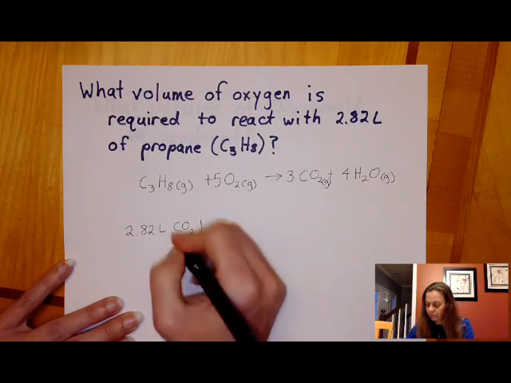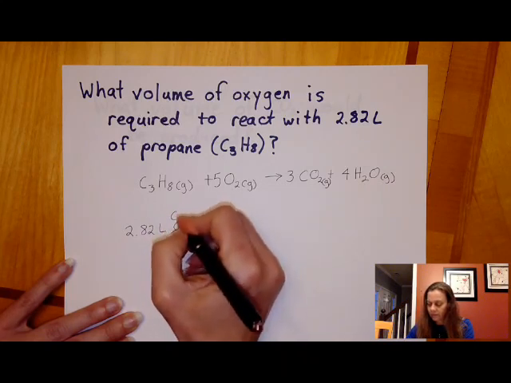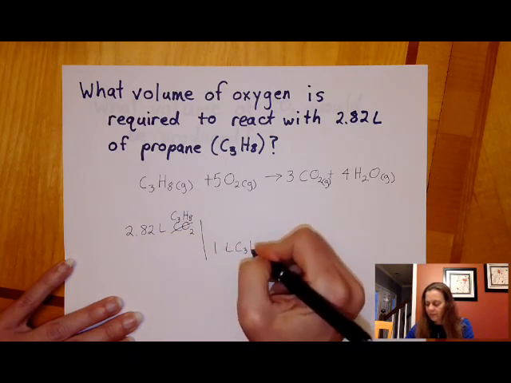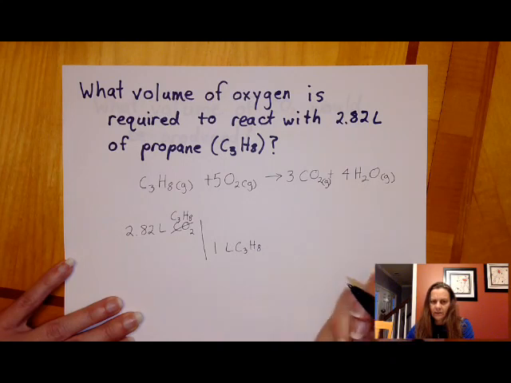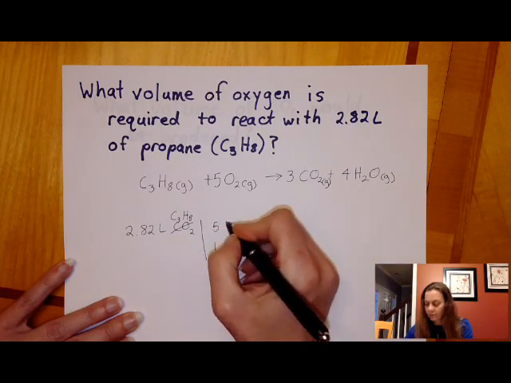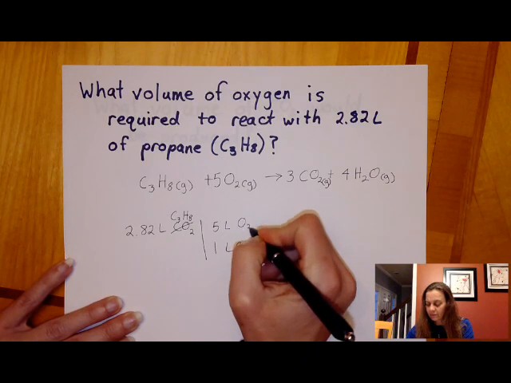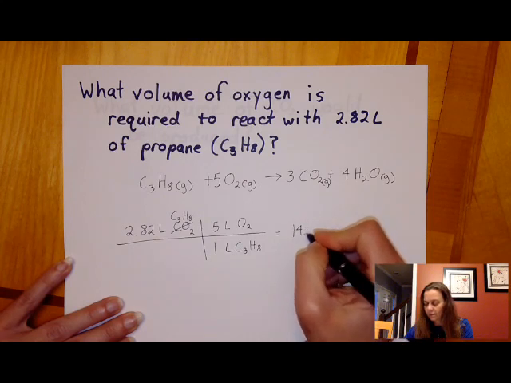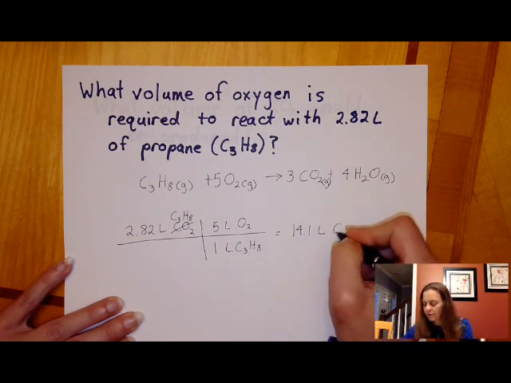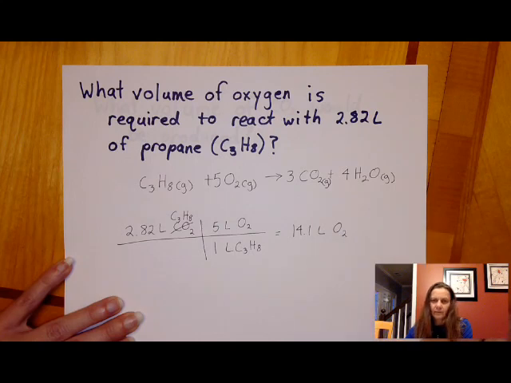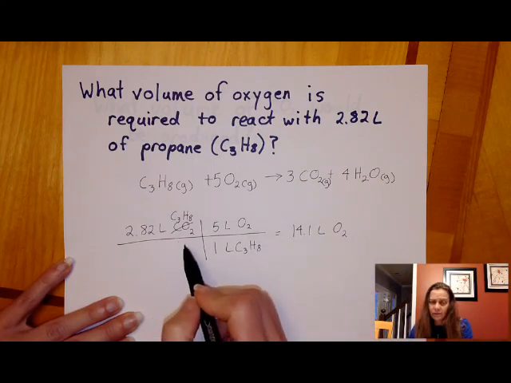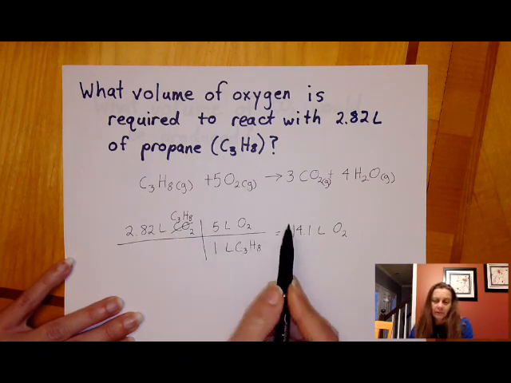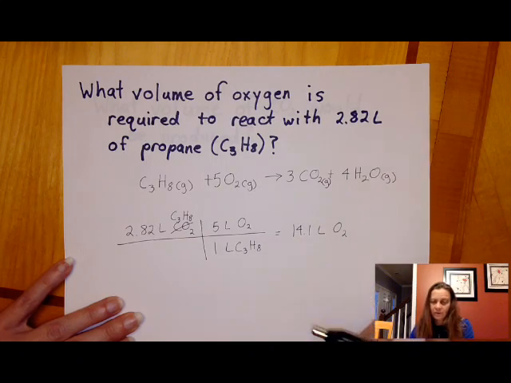Whoops, I wrote the wrong thing there, sorry. 1 liter of propane, C3H8, is going to require 5 liters of oxygen. And so when we do the math, we get that this is 14.1 liters of oxygen. So again, we can convert from liters to moles using the 22.4 and then moles to moles, but then we'd be converting back to liters with a 22.4. So this just saves us a few steps.